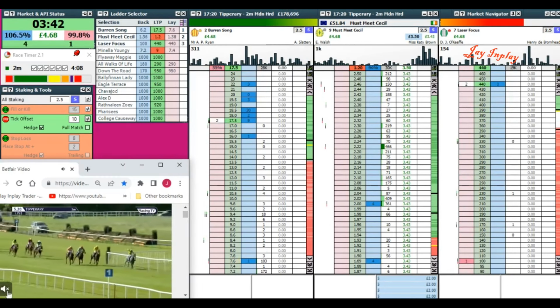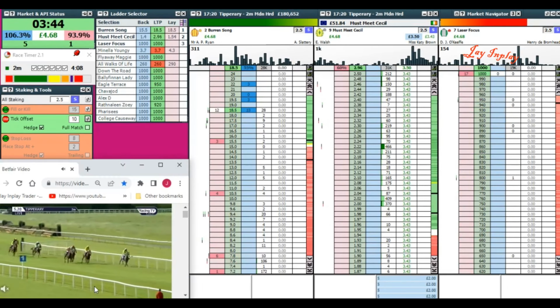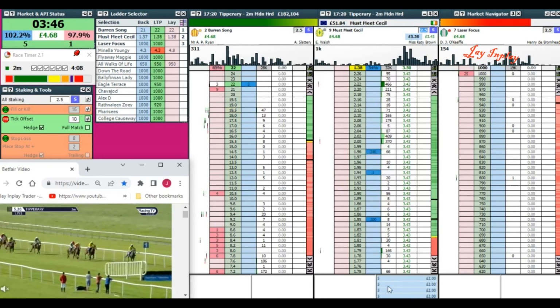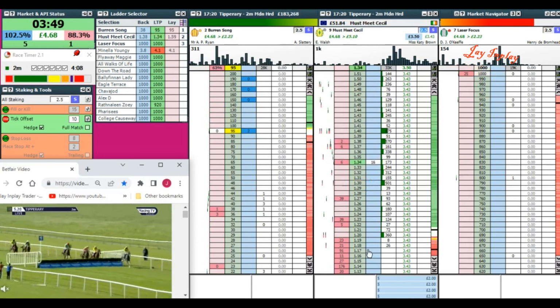So yeah, with Irish racing, you want to bet a little bit earlier. Looks like it's going to win, isn't it? With the market saying it probably is.